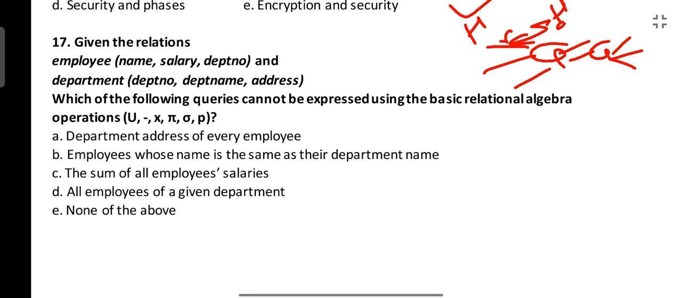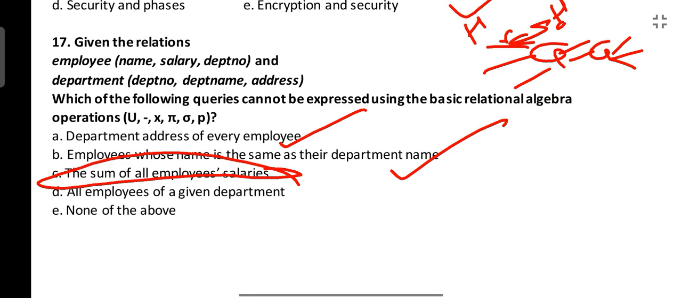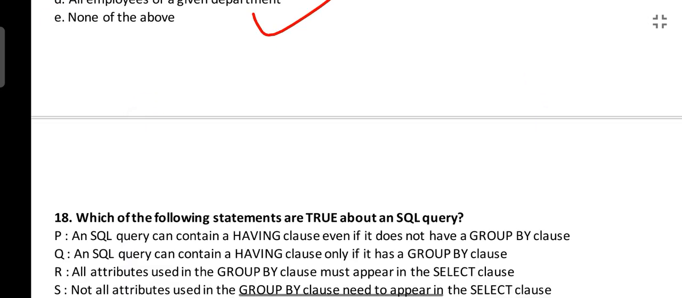So let's see what the answer will be here. Department address of every employee, we can get using the select predicate. Employees whose name is the same as the department name, that also we can do. The sum of all employees' salary, that we cannot do. We cannot do aggregates with these basic operations. All employees are going to be that we can do. So the correct answer will be option C. The sum of all employees' salary we cannot express using relational algebra.